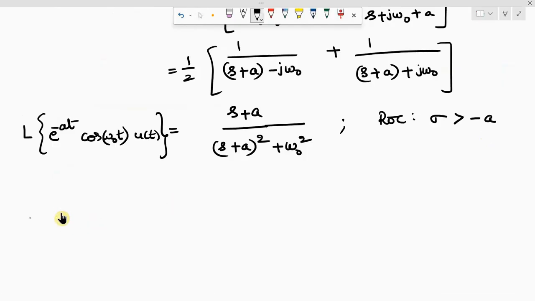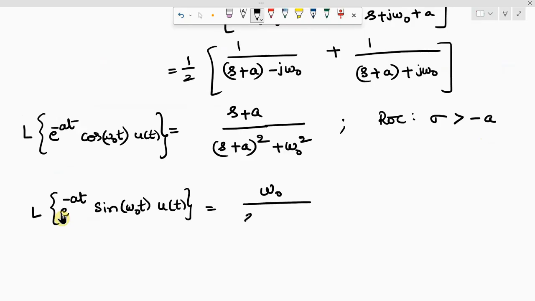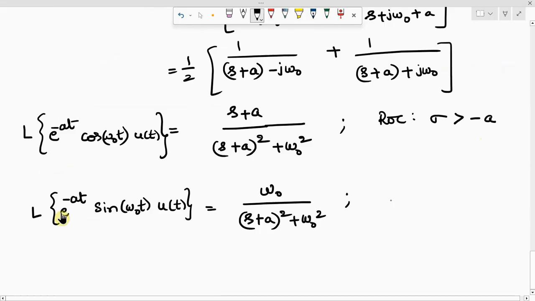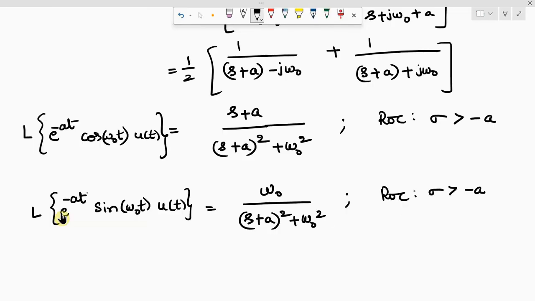Now, one more task for you. Please similarly do it for sine omega naught t. I'll give you the answer so that you can verify it: omega naught by s plus a whole square plus omega naught square. ROC is sigma greater than minus a. So please solve this also at home in a similar fashion.